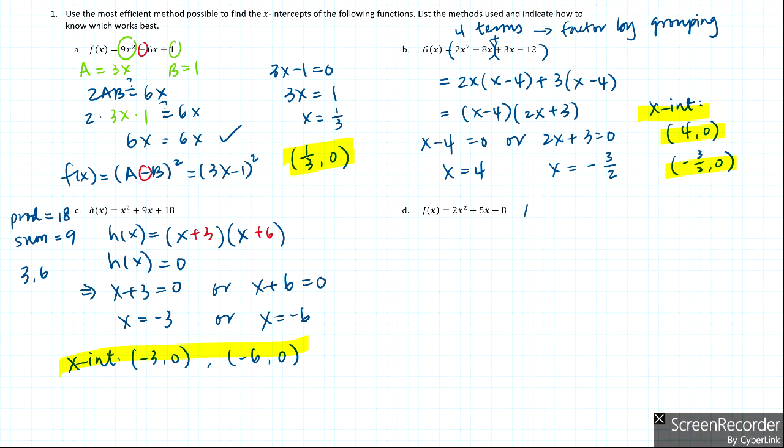So to use the AC method over here, we want to first find out what's our A and what's our C. So our product needs to be the product of A times C, which is 2 times -8, or -16. And our sum still needs to be equal to B, which is equal to 5. In this case, we would have the two numbers being one negative and one positive, and also we want the sum to be positive. So we need the positive number to have a larger absolute value.